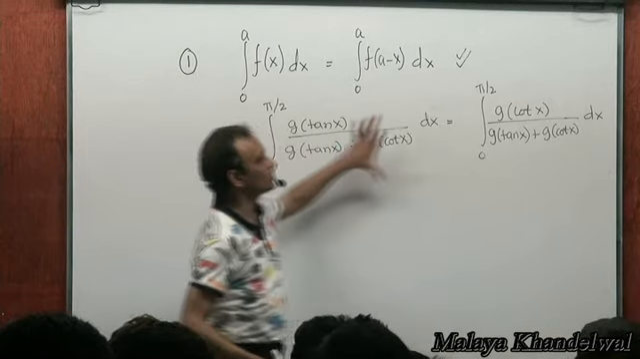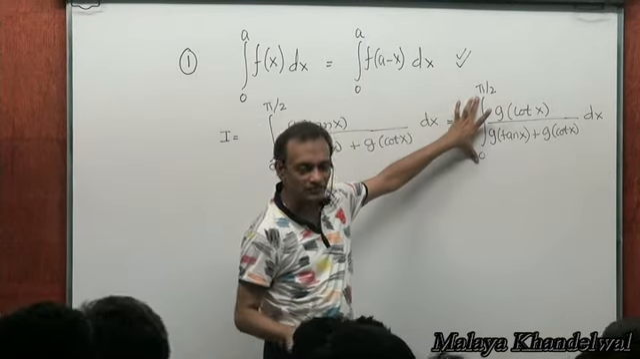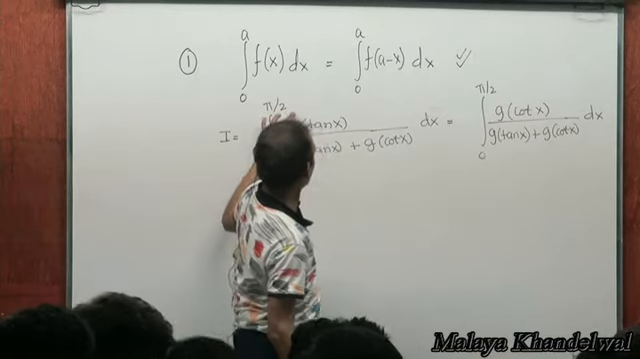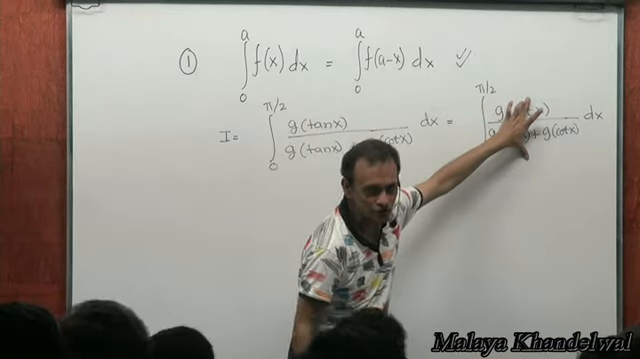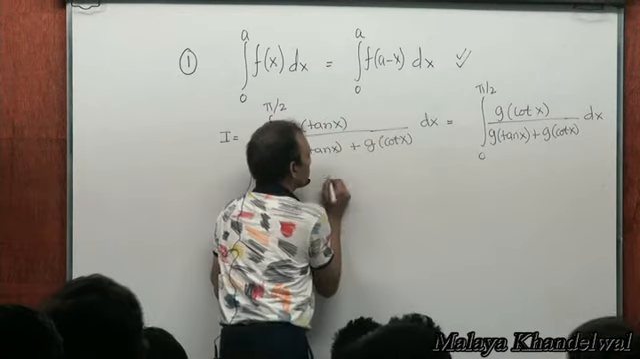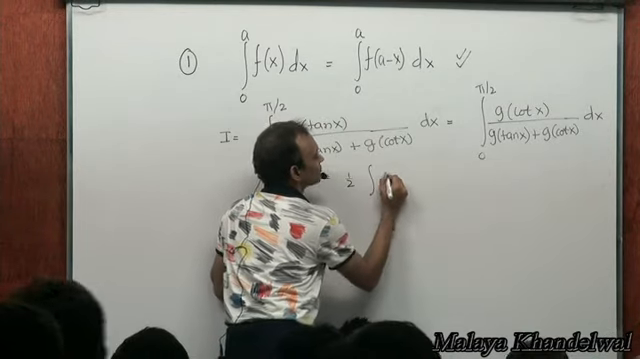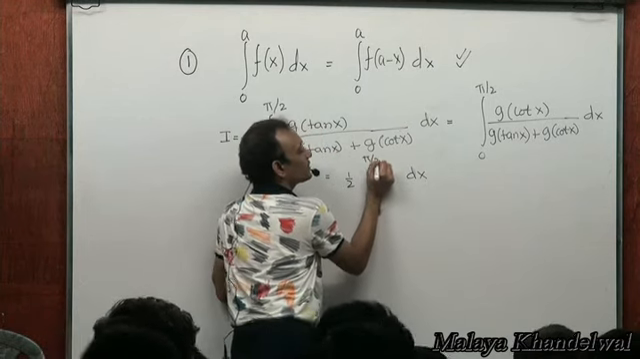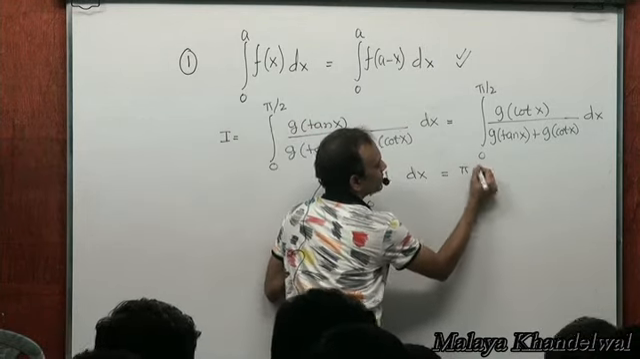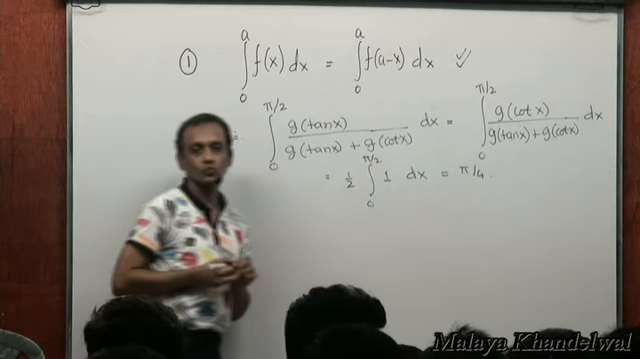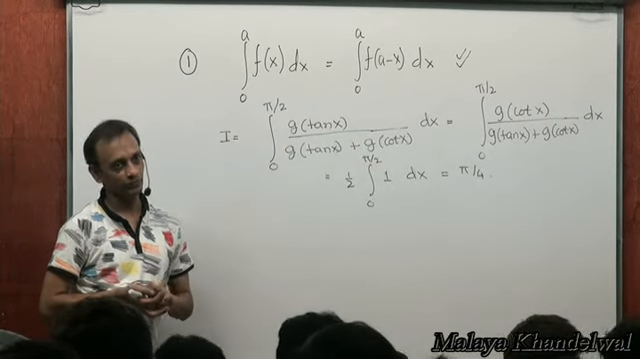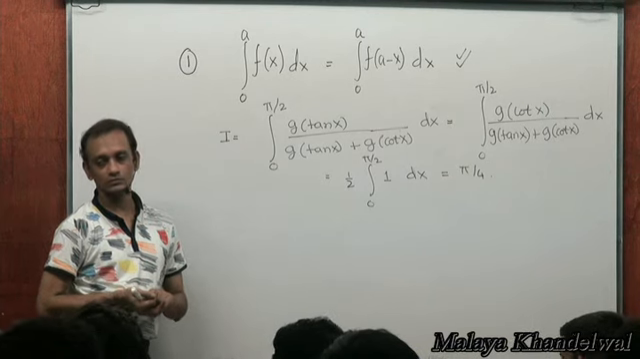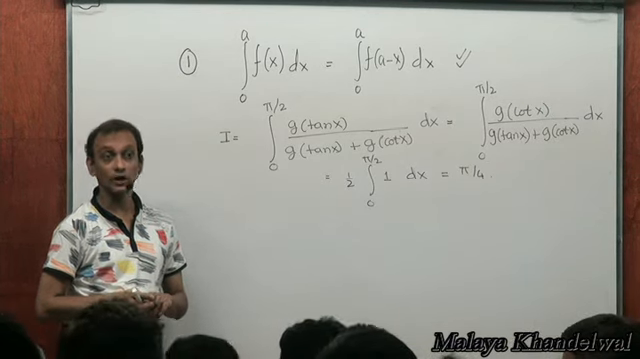If a equals b, then each will be half their sum. Do you realize that their sum is 1? This plus this is 1. Do you see that? So each is half their sum. Half of their sum, which is 1 dx from 0 to pi by 2. So that makes it pi by 4. Got me?